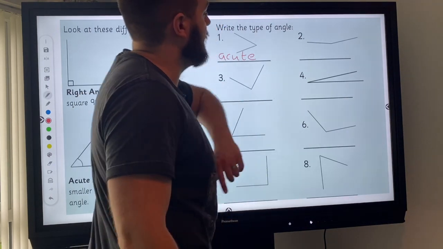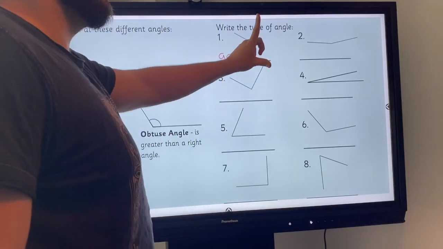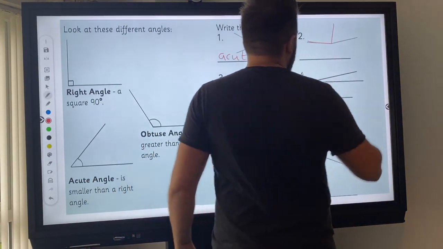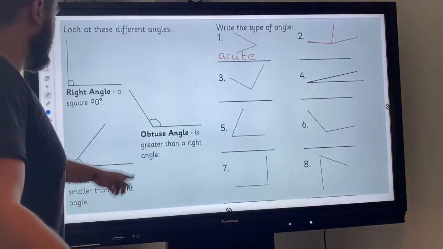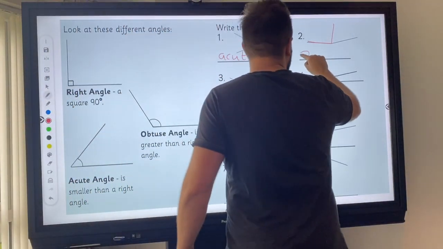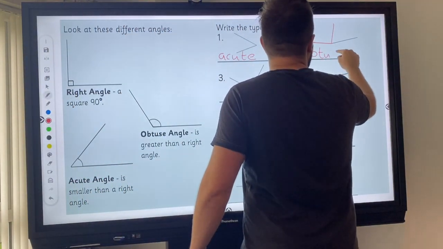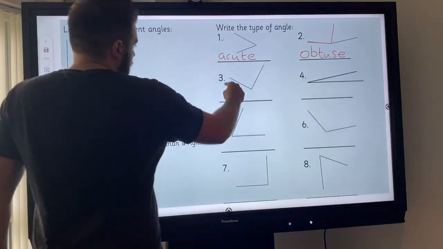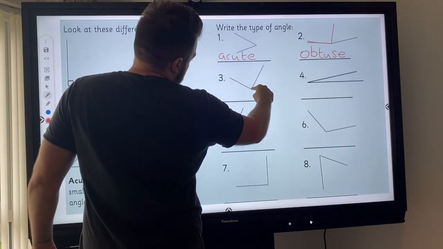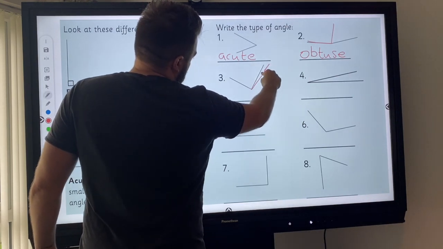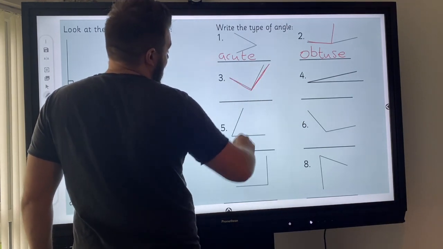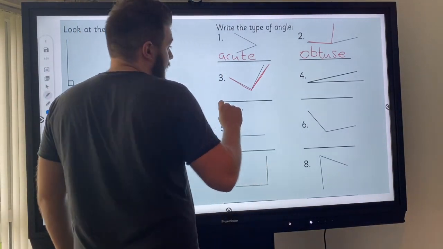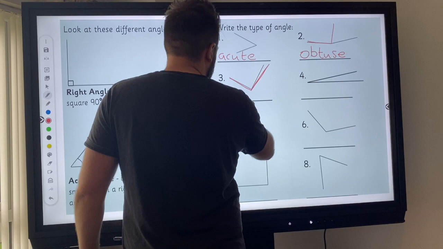What about number two? Is it bigger or smaller than an L? Well, it's bigger, because an L would be that. So it's bigger there. If it's bigger than a right angle, it has to be obtuse. Number three, oh, it's a bit tricky. We've got a straight line, and if we've been very, very accurate, I think our right angle would go here. So I think it's just smaller than a right angle, which makes it an acute angle.